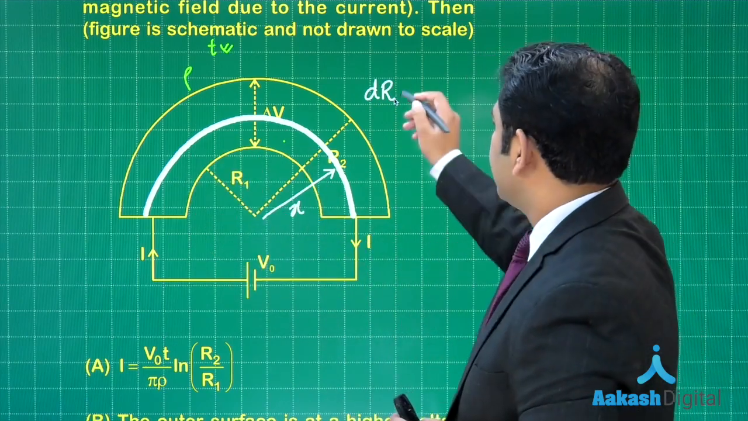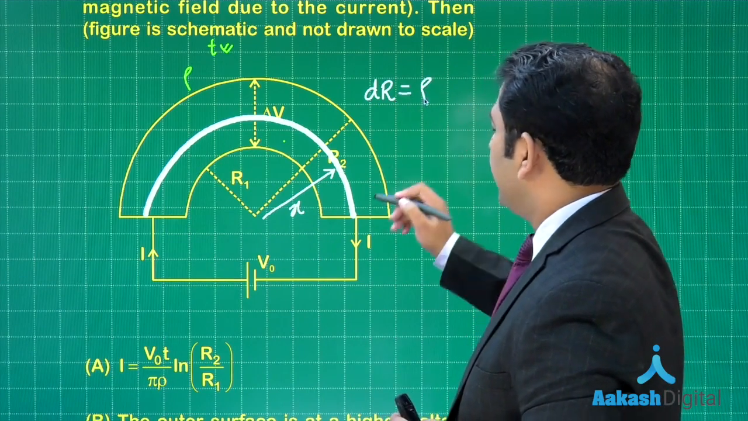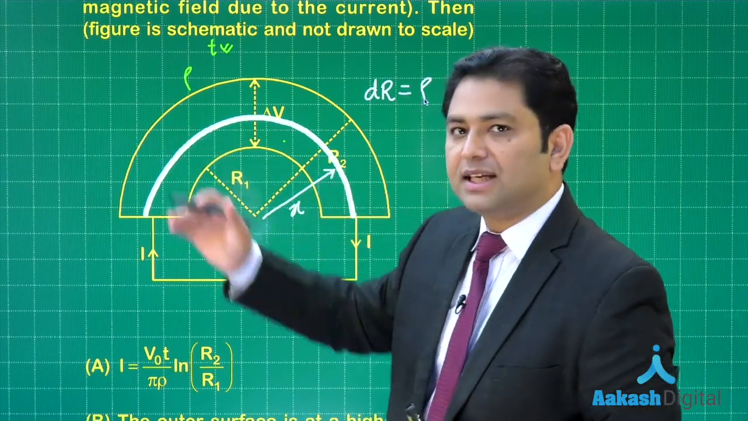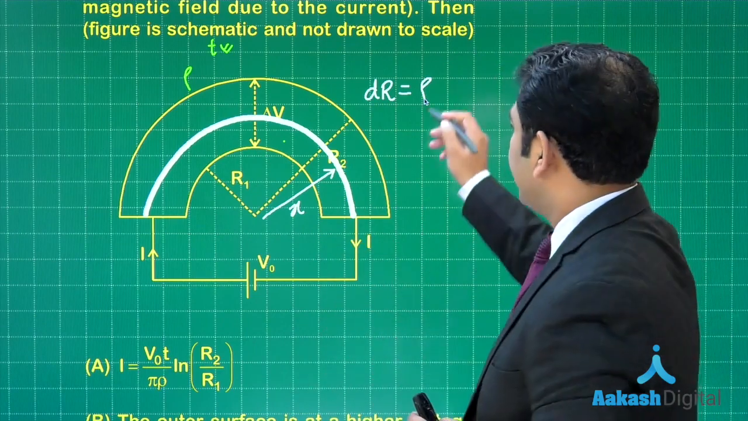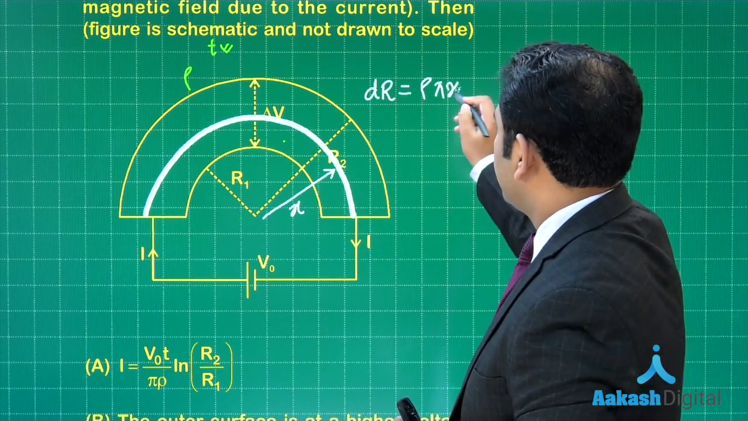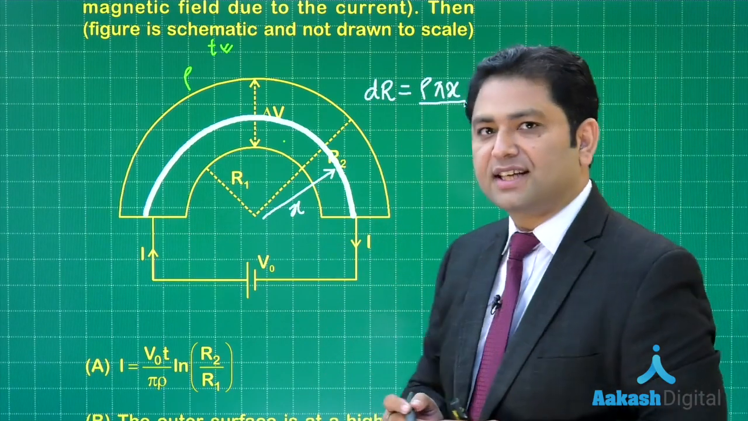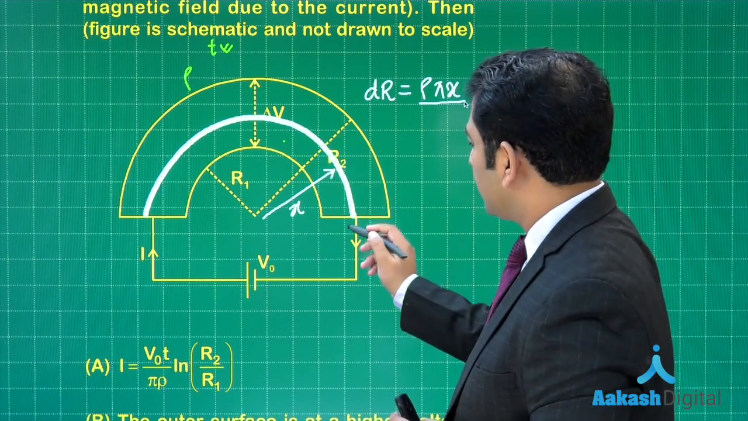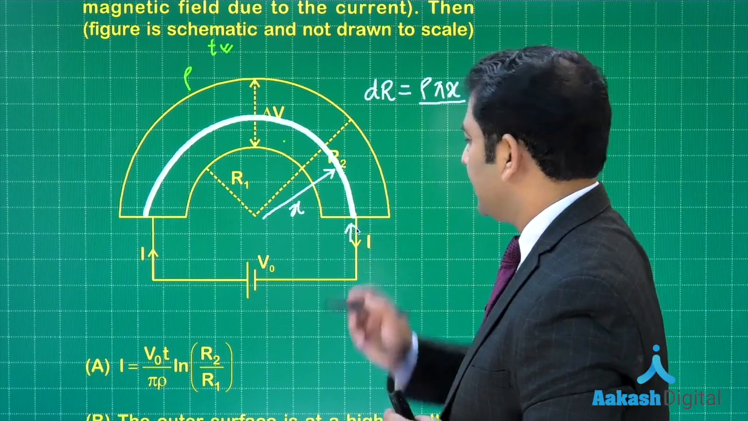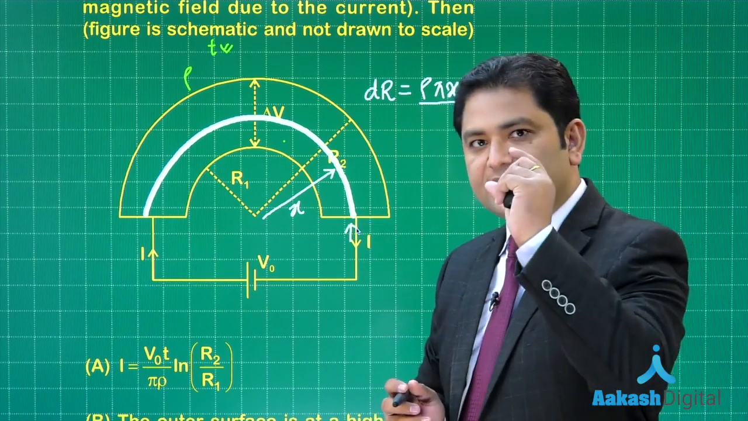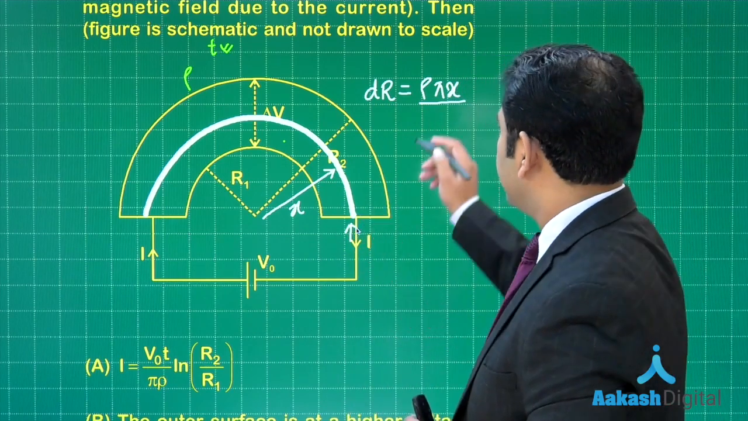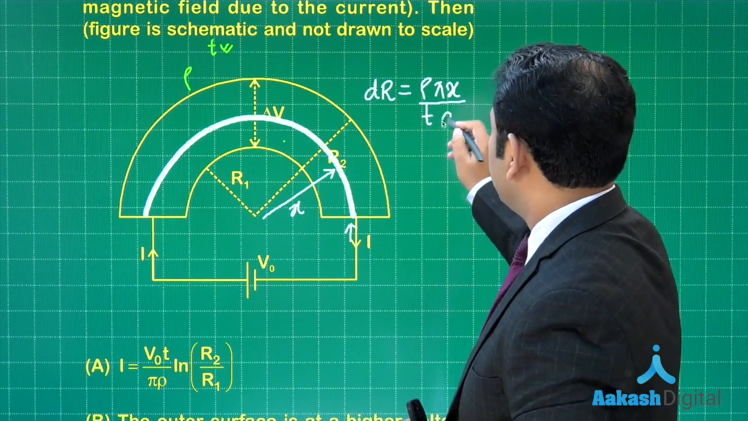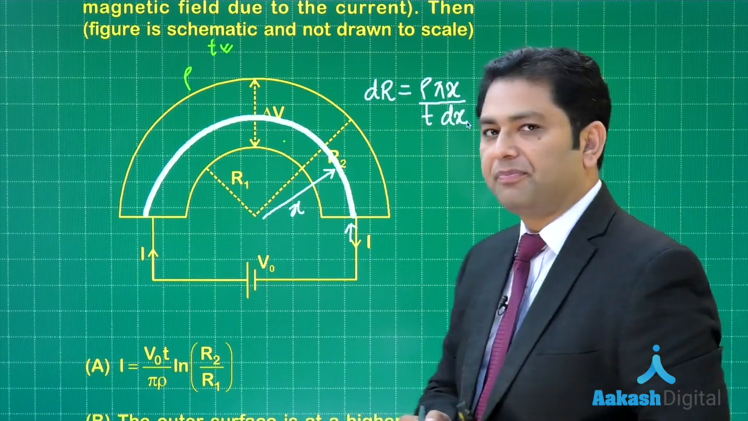So the resistivity is rho, and length is of course along the direction of the current, and that's pi x, divided by the cross sectional area. Now you should imagine as it goes in this way, the cross section area that would be seen here, the thickness is T and this side is dx, so that's going to be T multiplied by dx.